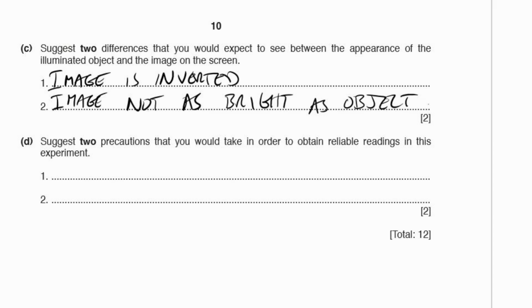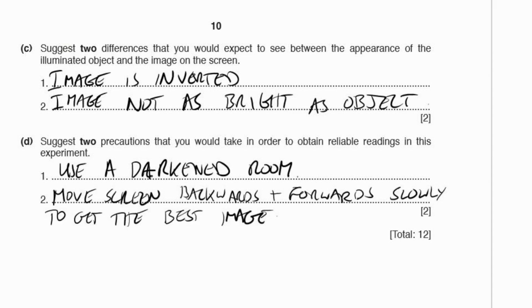D. Suggest 2 precautions that you would take in order to obtain reliable readings in this experiment. Alright, well, first one, as always, use a darkened room. It's important. It's very difficult to see this clearly unless the room is dark. And 2, move the screen slowly backwards and forwards to get the best image.